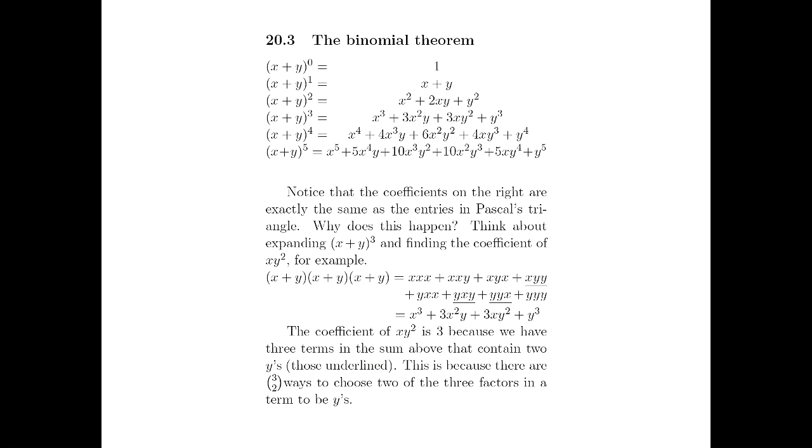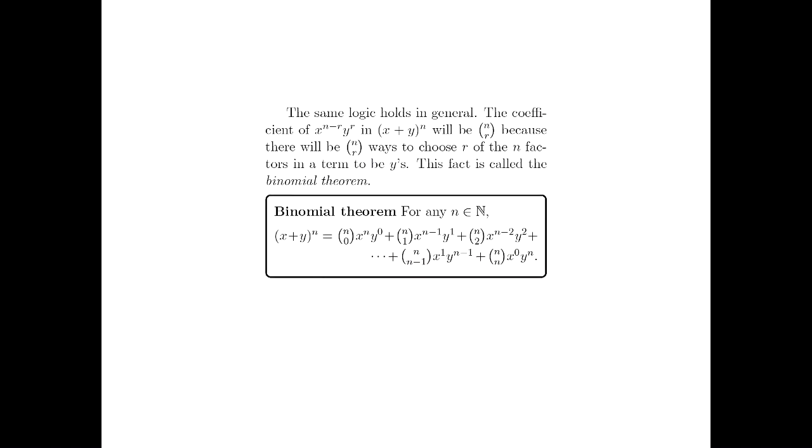Right, so that's why I'm getting this pattern. It has to happen that way. It's not just a fluke. I have to get this Pascal's triangle back as the coefficients of my binomials. And so that leads us, does that make sense? Good. Okay. That leads us to something called the binomial theorem.